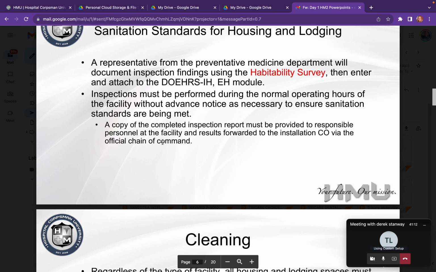One thing I note from this right here is that the completed inspection reports have to be provided to the responsible personnel at the facility. All the results have to be given to the installation CO. Habitability reports, all reports have to be given to the CO. Biggest takeaway. Cool?